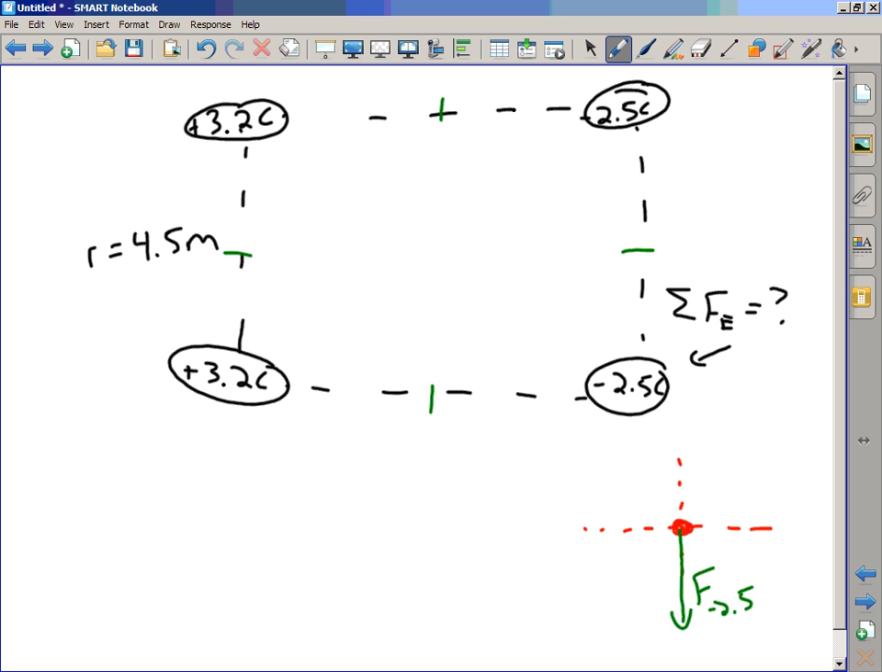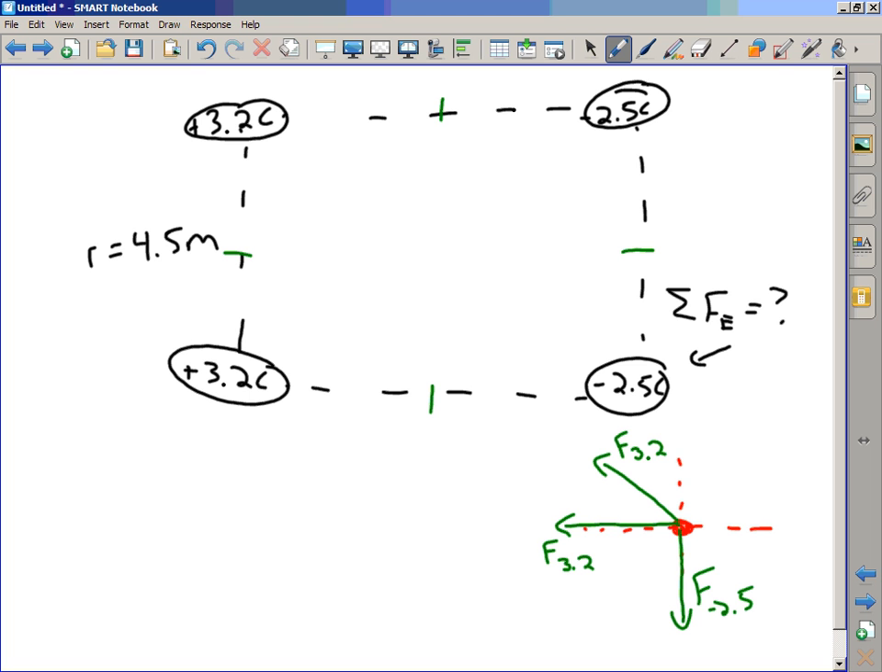Positive 3.2, negative 2.5. Attract. So it's going to come over like this. Force of a 3.2 pulling it over. Don't forget the other one up in the corner. Positive, negative. Attract. So it's going to come up like this. I'll have another force of 3.2, going up like that.